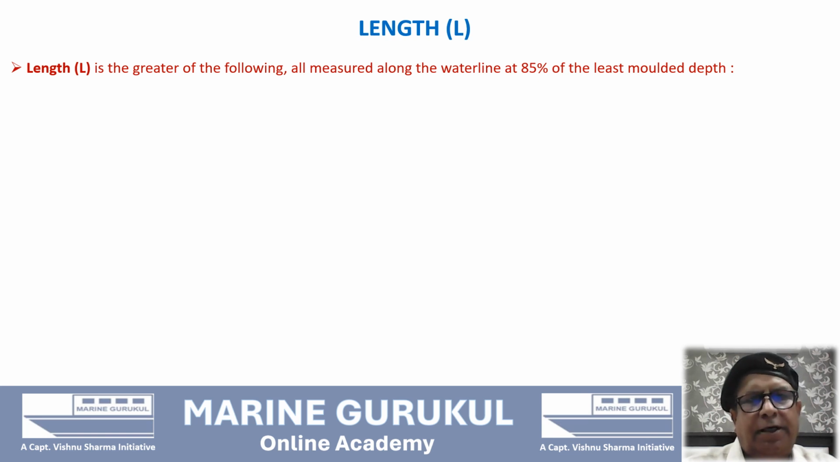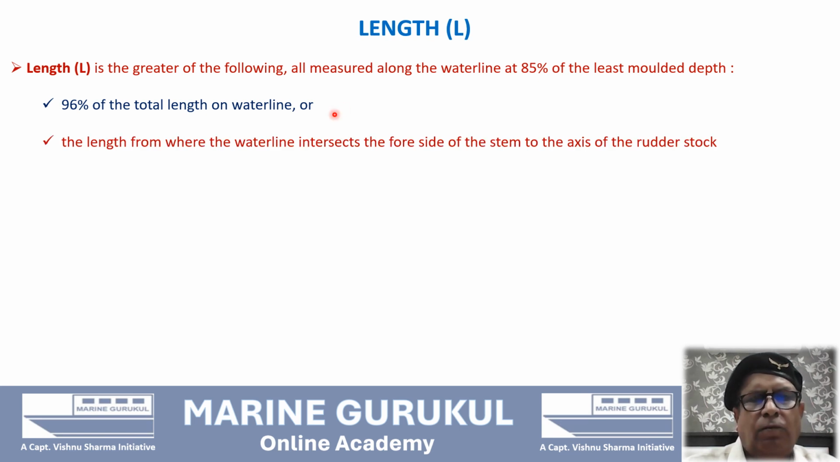So length is the greater of the following, all measured along the water line at 85% of the least molded depth. One option, 96% of the total length along the water line at that particular draft. Two, the length from where the water line intersects the fore side of the stem, and this is your forward perpendicular, to the axis of the rudder stalk, that is your after perpendicular. So the second option translates into LBP.